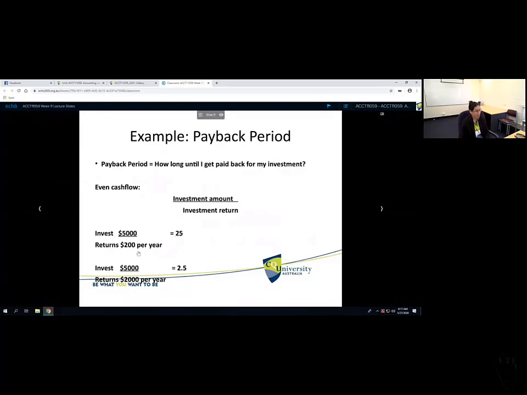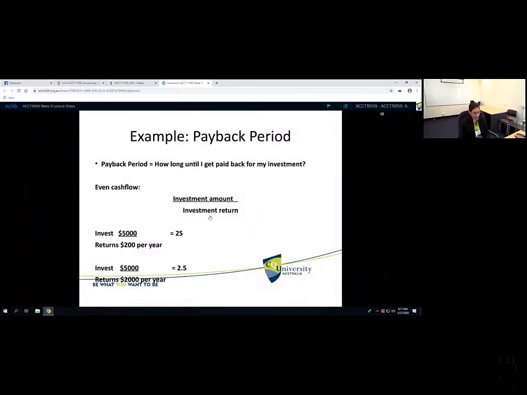So if we invested $5,000 and it returned us $2,000 per year, then it would only take us 2.5 years to get paid back for our investment. So you can see how that formula works. All right, so the higher your return is, the sooner you get paid back. Now, the problem with this nice formula is that most investments don't return you a nice even cash flow.